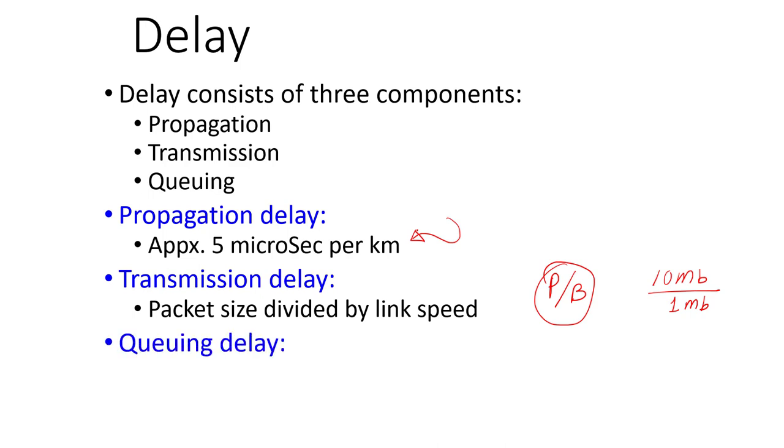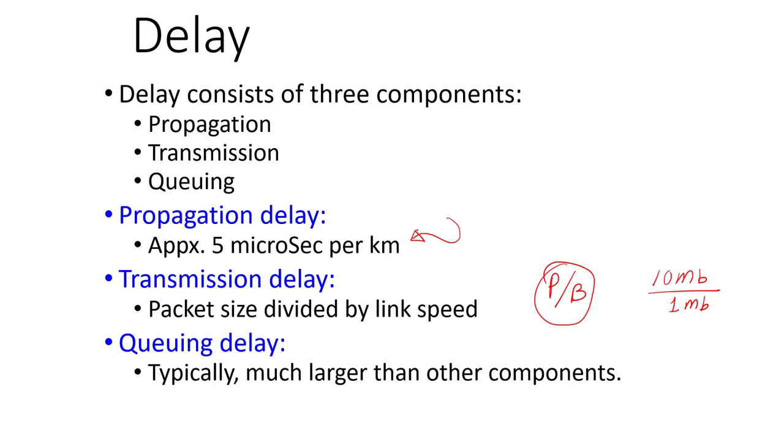So the first two are not a major issue. The biggest issue is this queuing delay, which is much larger than the other components. Because when we have multiple flows in a router, we need to choose among them, and that is what becomes difficult. And because that becomes difficult, we need to have a proper packet selection algorithm at the network switches.